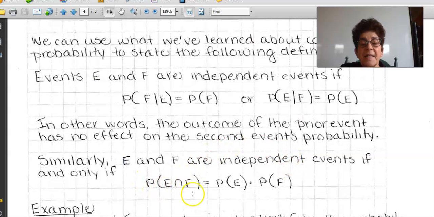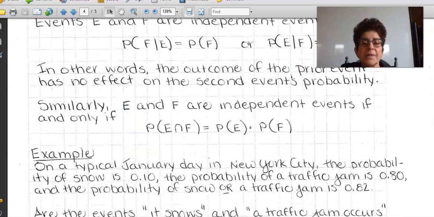The way we can state that with the intersection rule is the probability of E and F occurring, if E and F are independent, is just the product of the probabilities of these two events. What you want to notice here is this second event probability is not conditional, because the probability of event F is not affected at all by the outcome of event E. Okay, so if you see this type of notation, you know the two events are independent. Let's do an example with this so you can see how checking for independence works.